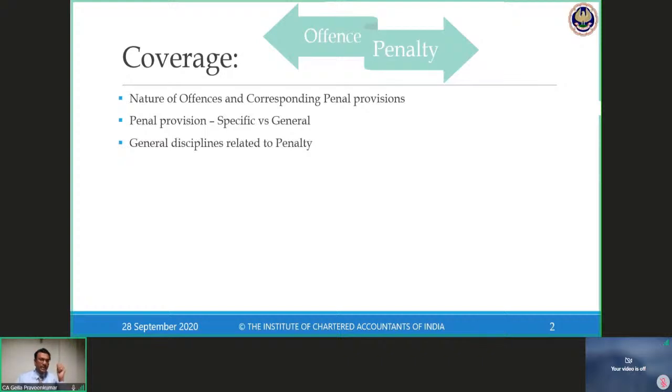When an officer has to levy a penal provision, what are the disciplines which are governed under the GST law? What are the modalities involved? We will also have a walkthrough of that to understand. Vested powers to impose or waive off penalty.